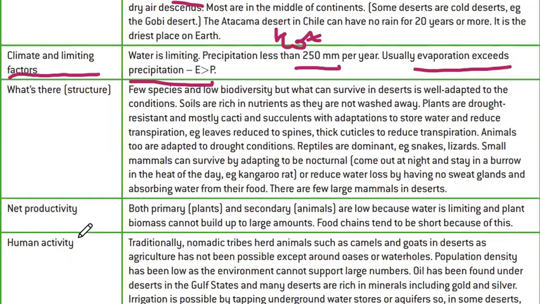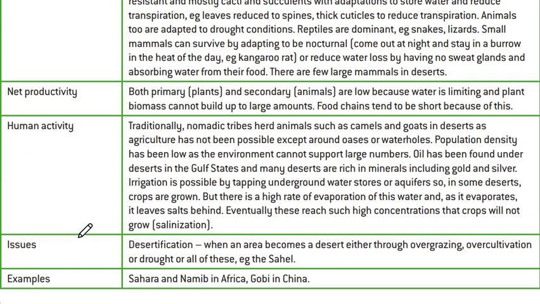Net productivity is going to be low because water is limiting. Plant biomass cannot be built up very fast because they're using up a lot of water. Food chains are also short because there are not enough animals and species to build up a better food chain or food web.